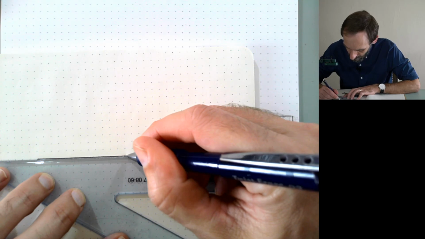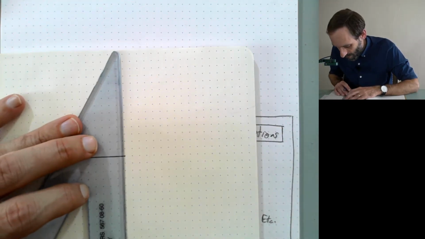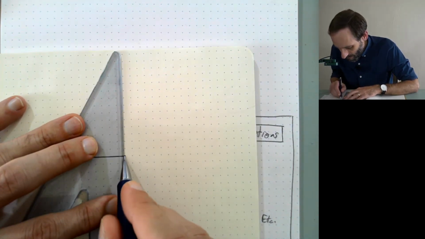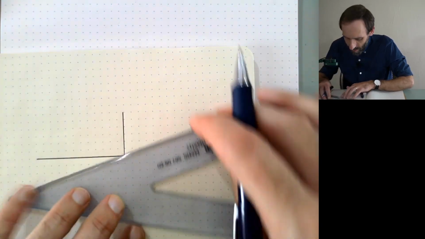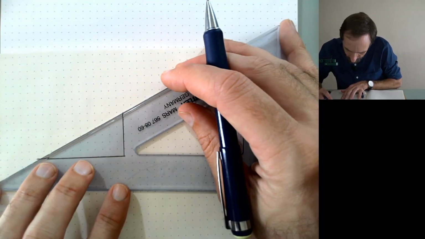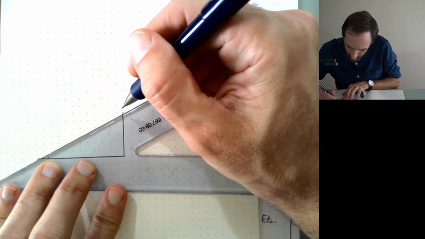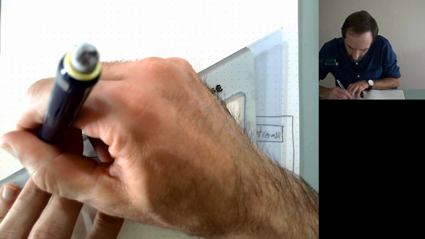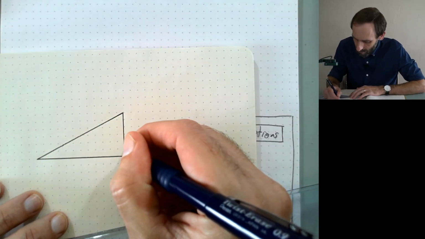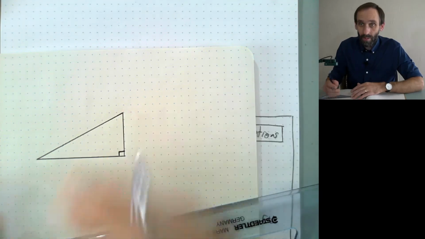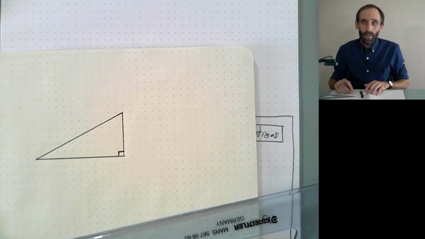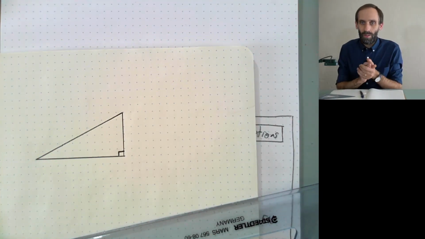Okay. So here, I'm not constructing this as a right angle. I'm just going to go ahead and use the dots on my paper. Okay, so what is a right triangle? A right triangle is a triangle with one right angle. And I've drawn one there. And you probably know this.